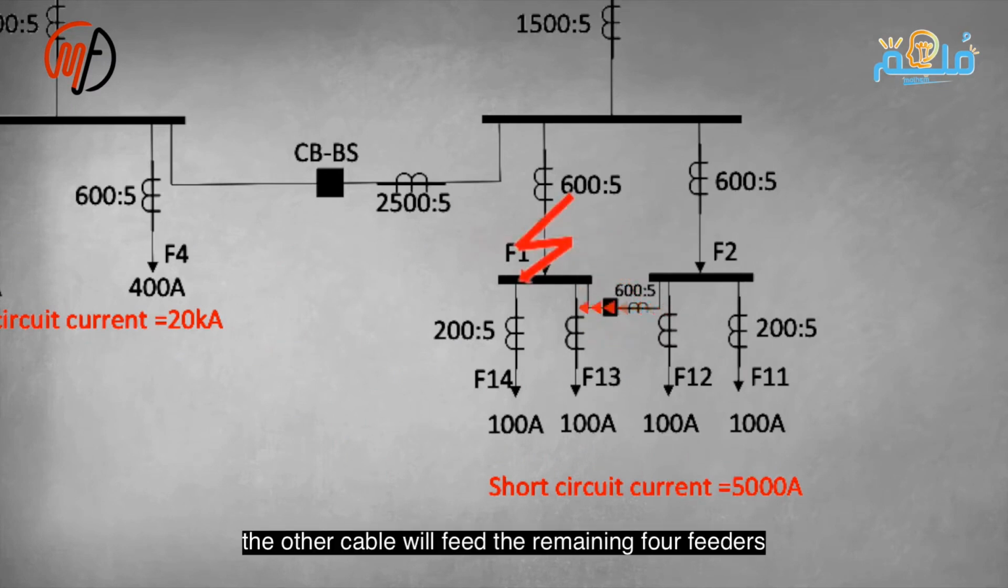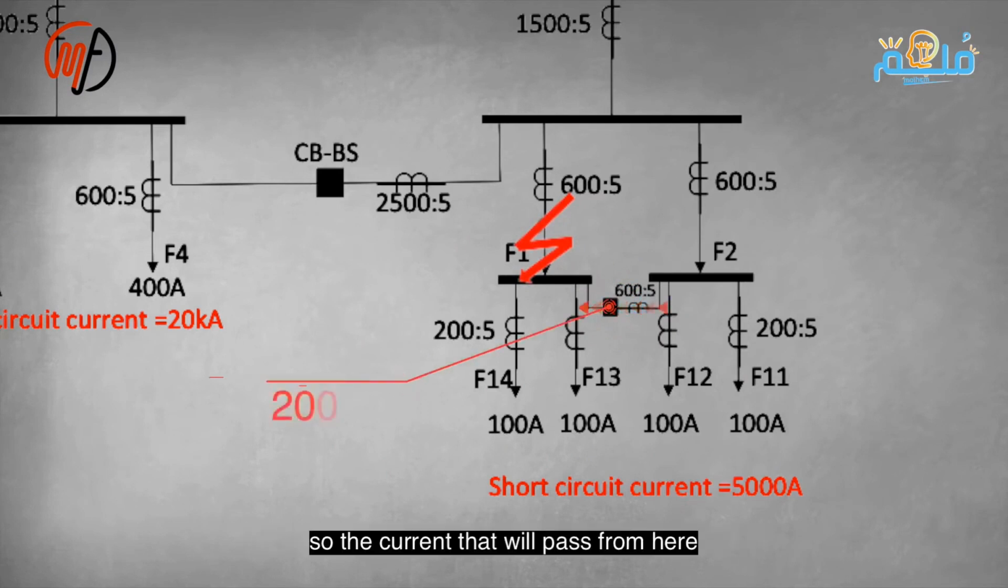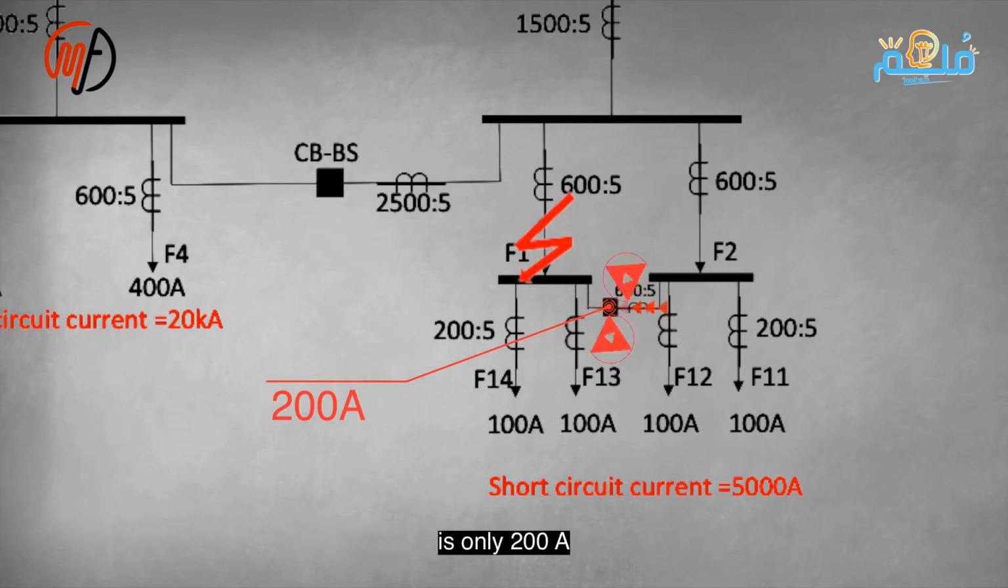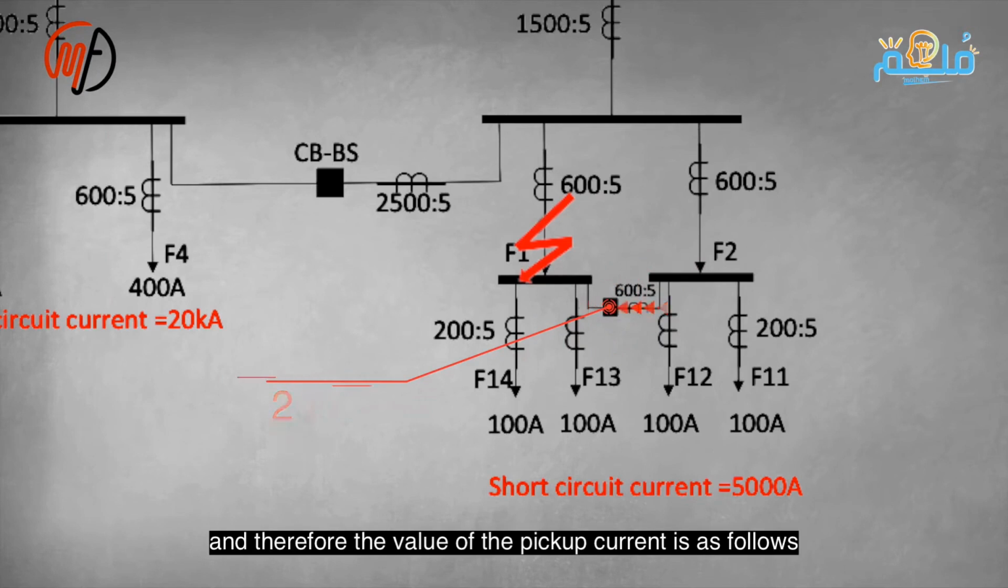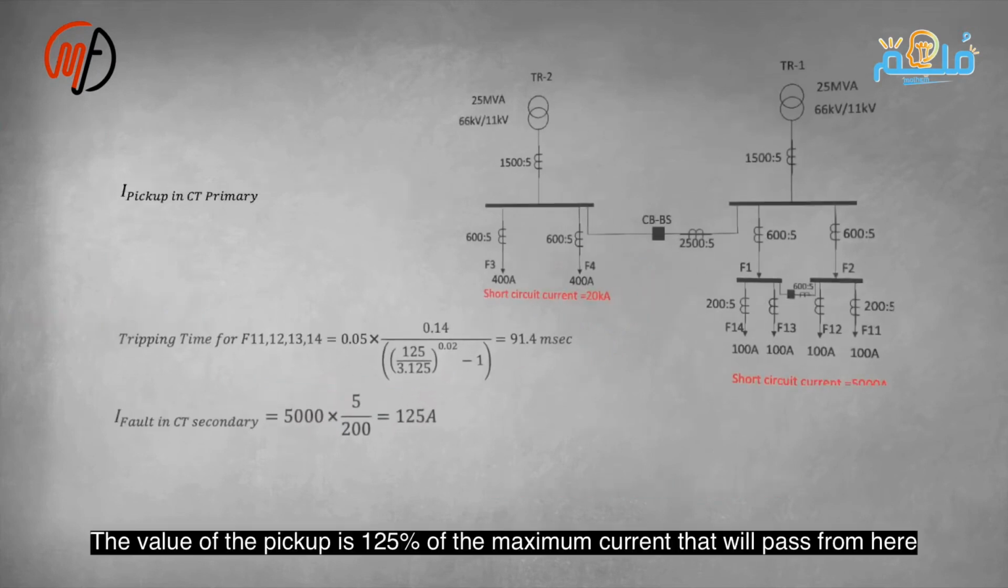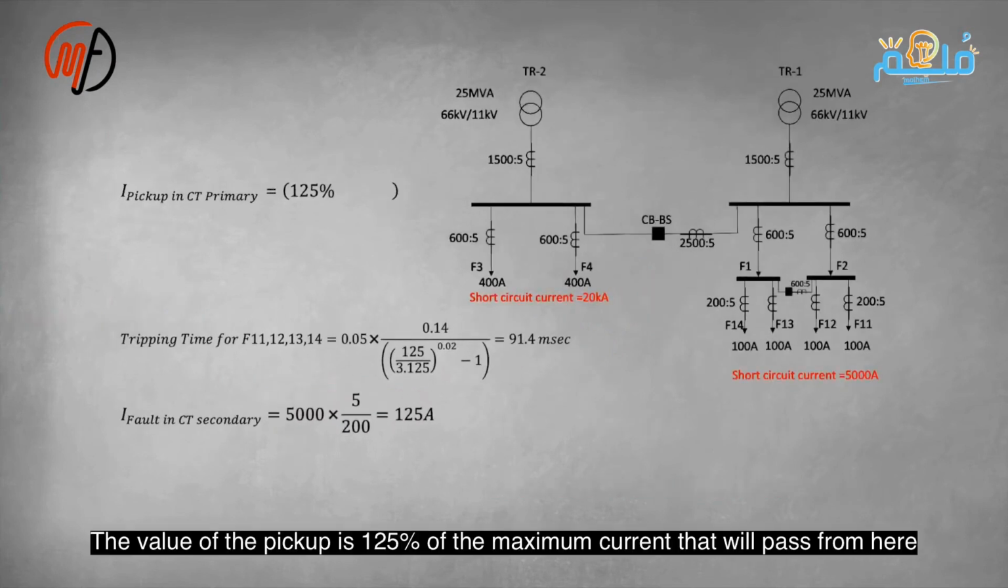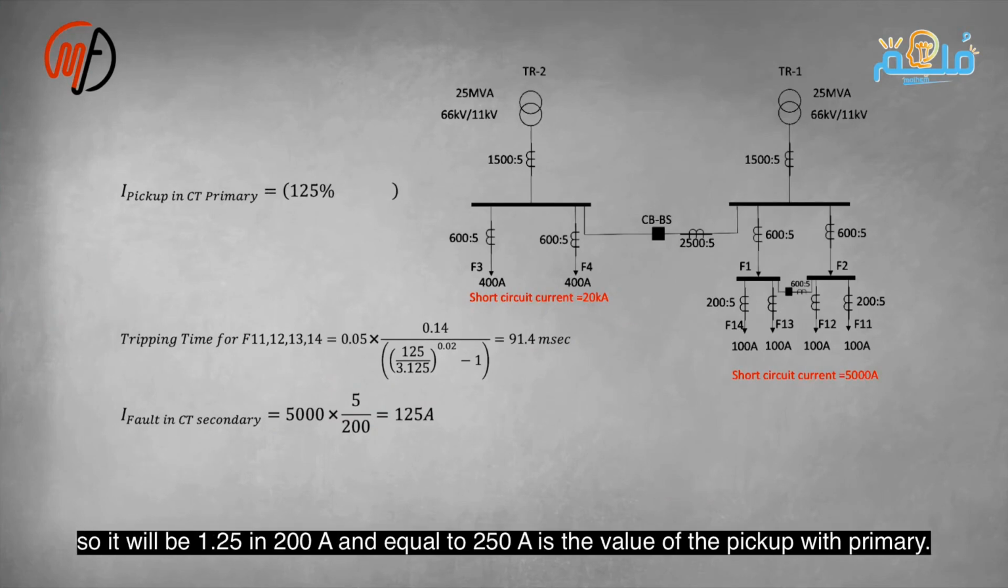Add 200 milliseconds coordination for trip time. The current here is 200 amps. Pickup current is 125% of 200 amps, equaling 250 amps primary. Convert to secondary using the 600/5 ratio: 250 amps primary gives 2.08 amps secondary. Trip time is 291 milliseconds for 5,000 amps, including 200 milliseconds coordination. To find TMS, consider this.